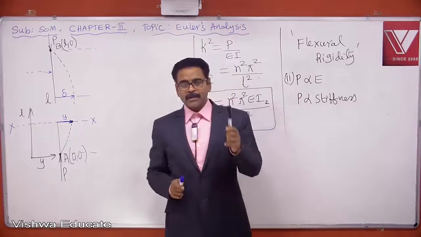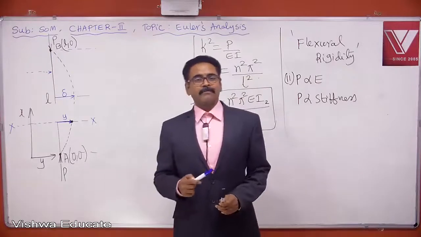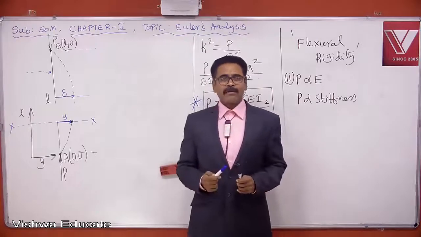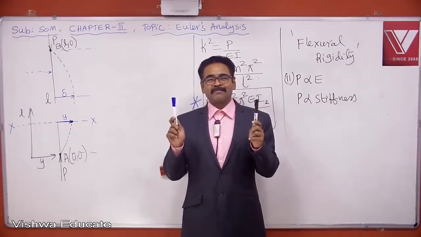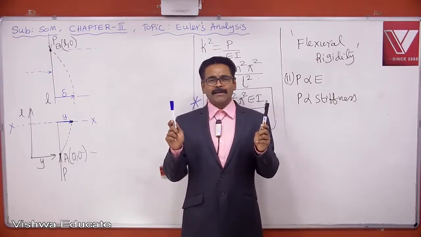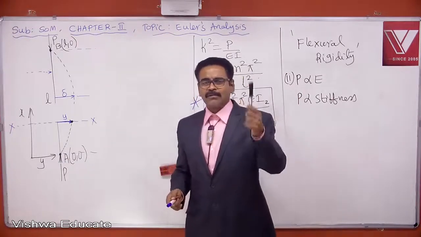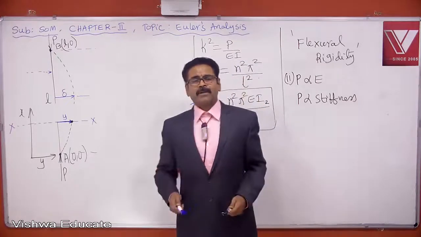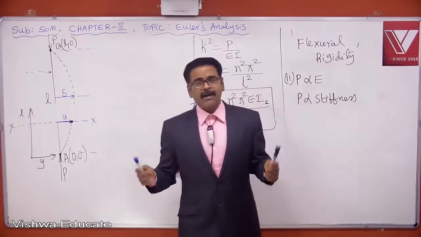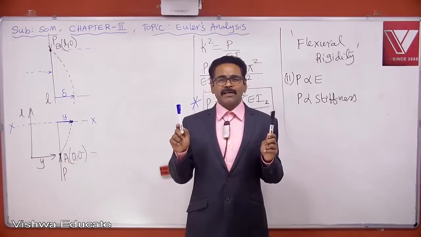Then question, critical load of first column is how many times of critical load of second column? This formula is saying critical load is function of E, I and L only. Critical load is not function of strength. Strength of first column may be double, triple, 5 times, 10 times, 100 times, man. Critical load doesn't change. Answer is same. Critical load of both the columns is same.